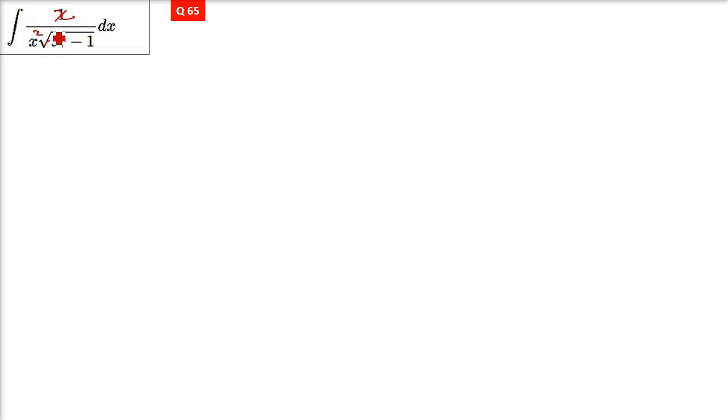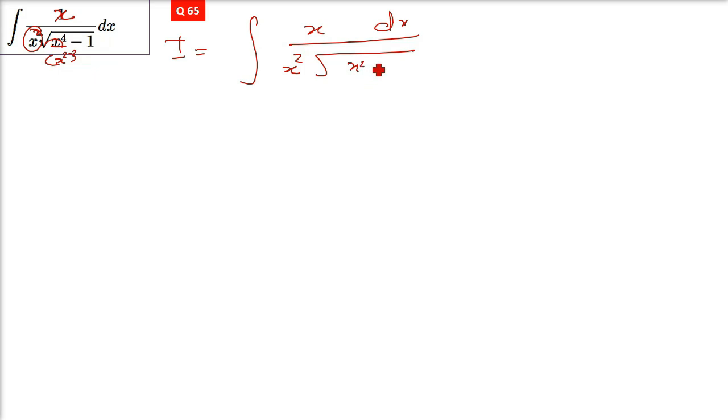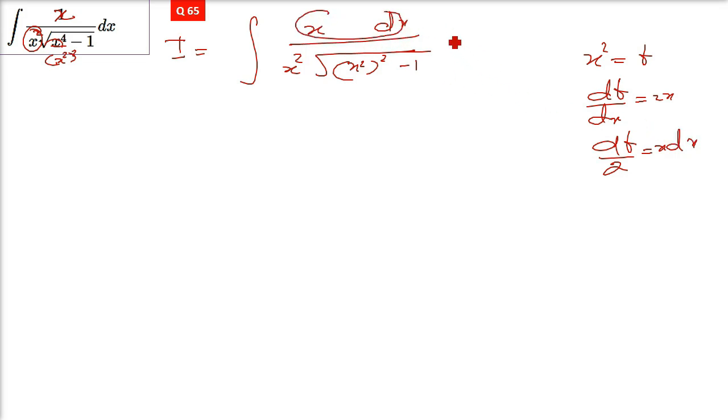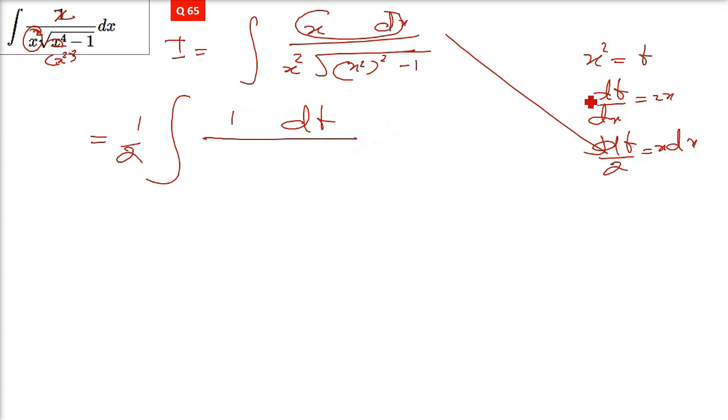We'll multiply numerator and denominator by x, and in the denominator we will write under root x square whole square minus 1. So this integration will become x, which we have introduced ourselves, x dx. This x in the denominator will become x square. This is under root x square whole square, so x square whole square we are writing, minus 1. Now let us go to our normal routine. X square equals t, dt by dx will be equal to 2x, so x dx equals dt by 2. This x dx in the numerator can be written as dt by 2. So this integration will become dt by 2, I am taking half here. This whole, in terms of x square, we write 1 by t under root t square minus 1.